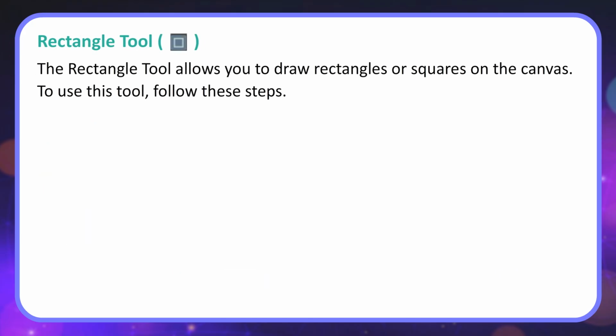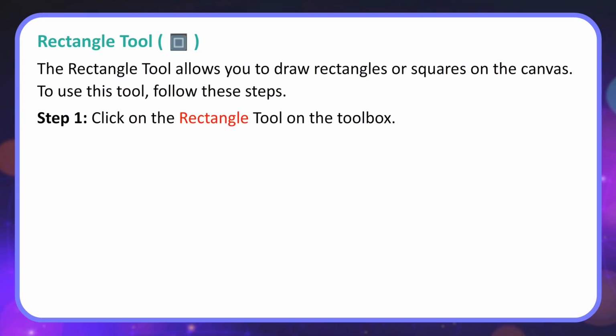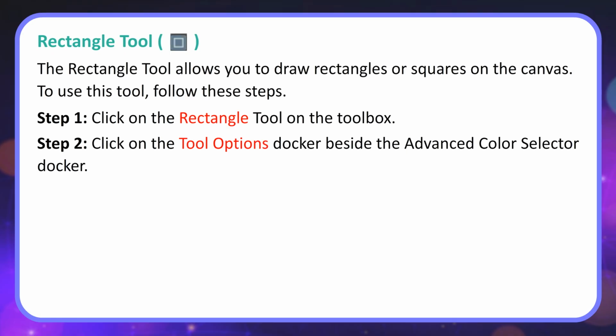Rectangle tool. The rectangle tool allows you to draw rectangles or squares on the canvas. To use this tool, follow these steps. Step 1. Click on the rectangle tool on the toolbox. Step 2. Click on the Tool Options docker beside the Advanced Color Selector docker.